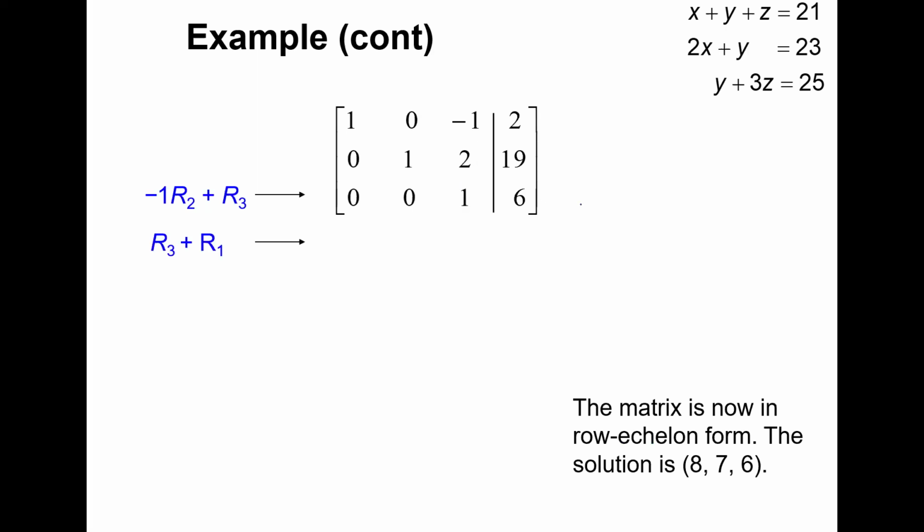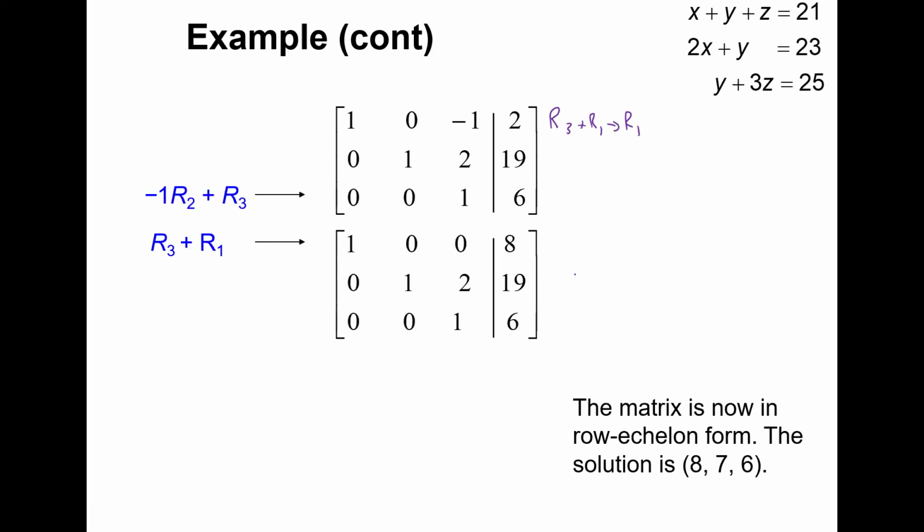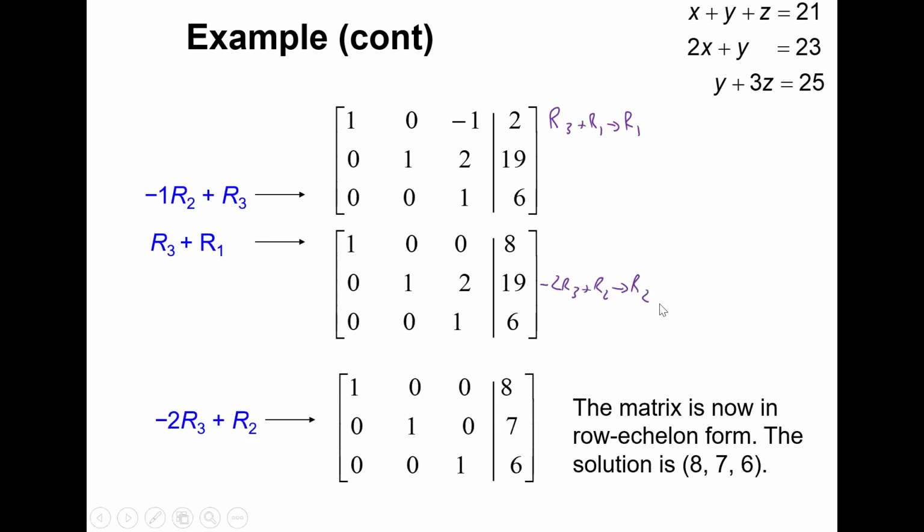So again, let's write it this way. Let's put where we're going. Row 3 plus row 1 becomes our new row 1. And so we get that. And now let's take minus 2 row 3 plus row 2 as our new row 2. They kind of wrote that part, but they don't say what they've done here to make the new row 2. And so now we've got this in the final form.